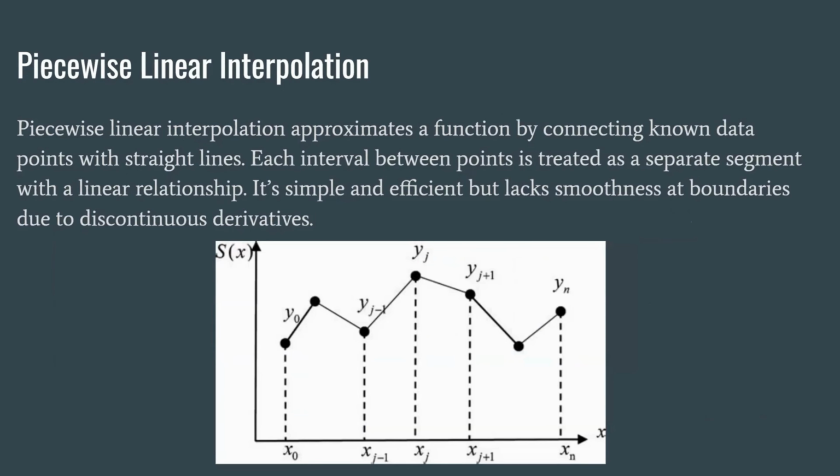All right, so the first method that we used is piecewise linear interpolation. Piecewise linear interpolation approximates a function by connecting known data points with straight lines. It's super rigid, but it is a very common method that people use, and it's fairly efficient. Each interval between points is treated as a separate segment with a linear relationship. Again, it's just a line between 2 points.